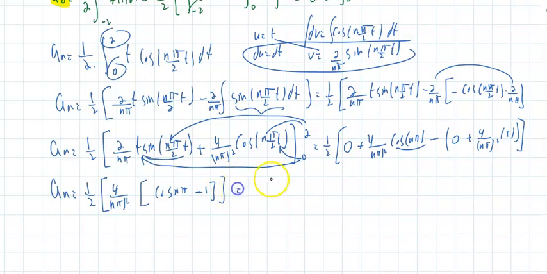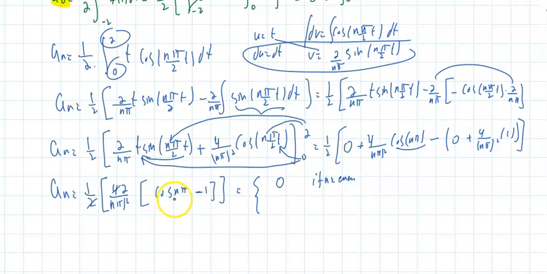So notice how this works. This is going to be 2 over n pi times n pi. So if n is even, it's easier this way. I'm going to get 0 if n is even.